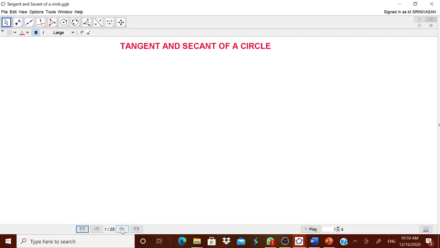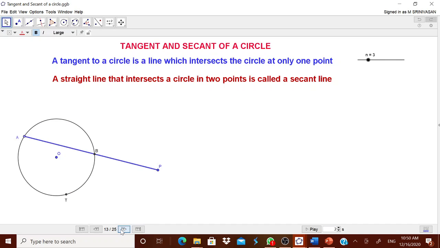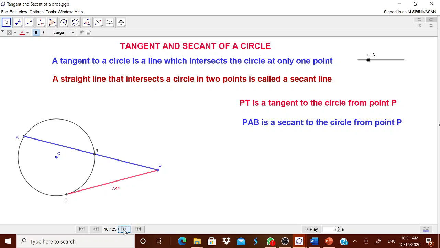We will be designing a worksheet to explain the difference between a tangent and secant. A tangent is a line which intersects at one point and a secant intersects at 2 points. We will take a circle, and we will show them a secant and a tangent from an external point. It can be shown separately also, but we want to prove a result. That's why we have taken a point from outside and we are showing what is the tangent and what is the secant. PT is the tangent and PAB is the secant.